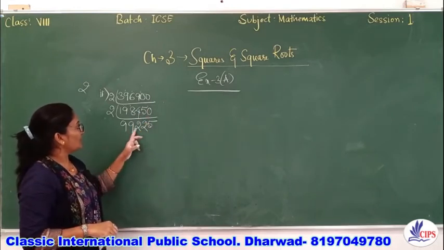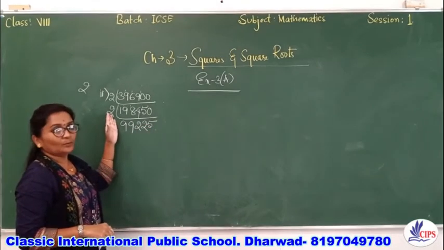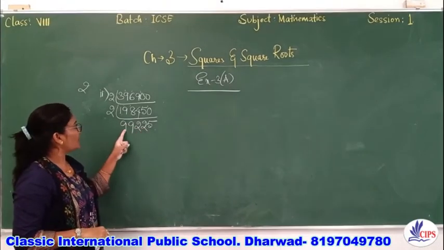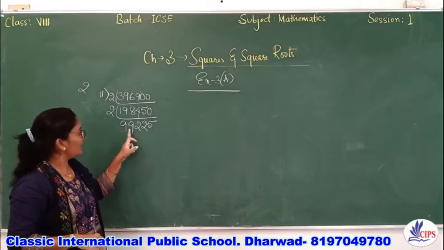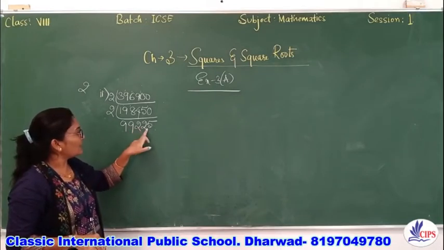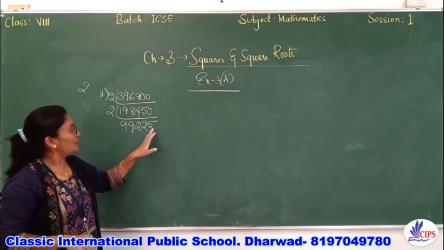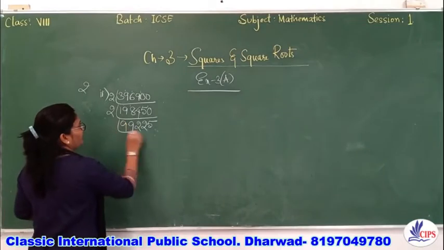Now it's 9 9 2 2 5. As it ends with 5, it's not divisible by 2. Let us check whether it's divisible by 3. So here I am going to add the digits. So 9 plus 9 is 18, 18 plus 2 is 20, 20 plus 2 is 22, 22 plus 5 is 27. So 27 is there in 3 tables, so this number is divisible by 3.